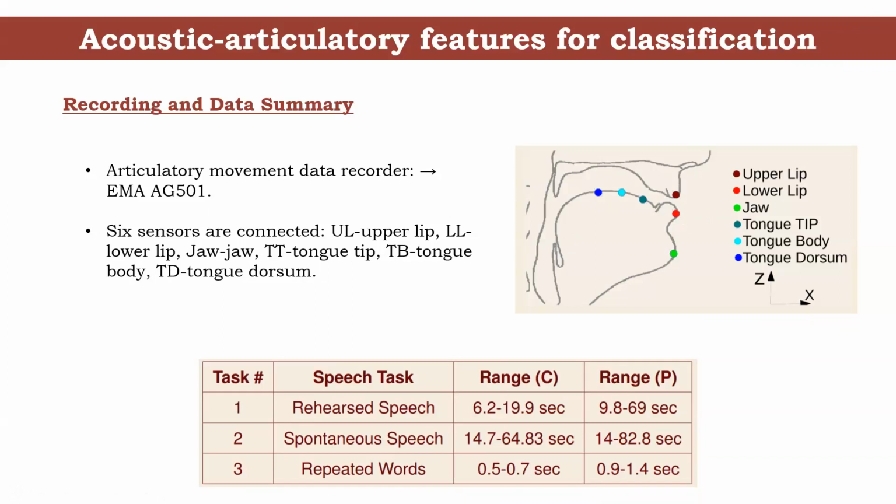You can think of that as XYZ coordinates. So overall, we had very little data in this case, because we had rehearsed speech. Typically, from a patient it will come in the range of 6 seconds to 19 seconds. Similarly for spontaneous speech and repeated words, you can see these are per patient, by the way, how much data we get.